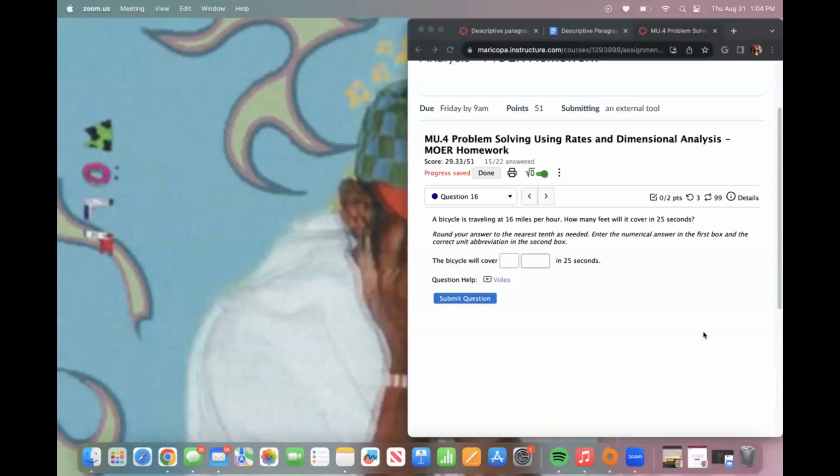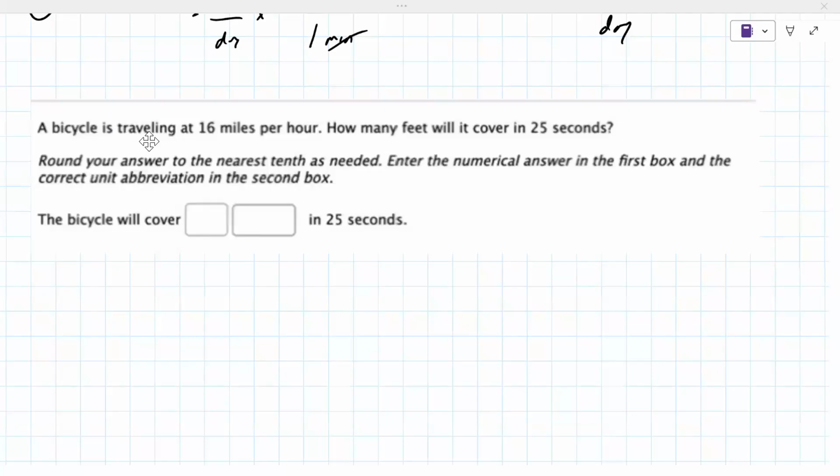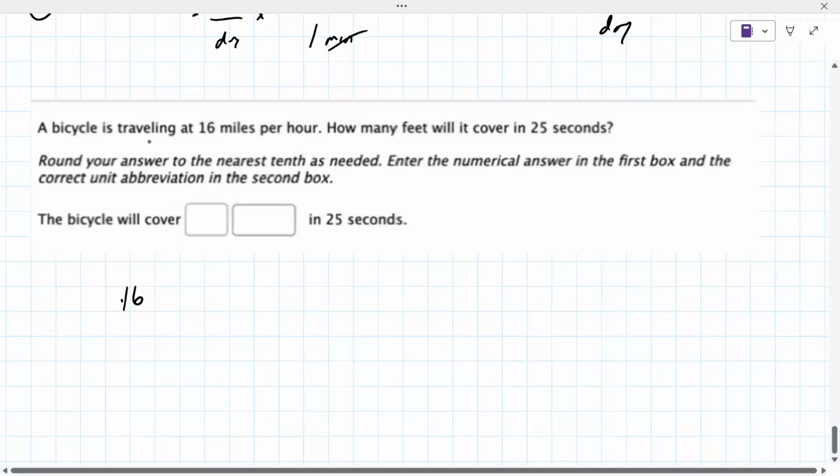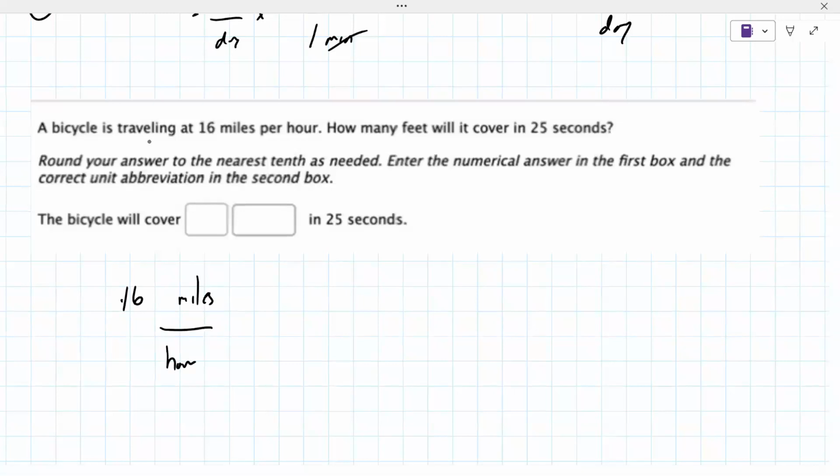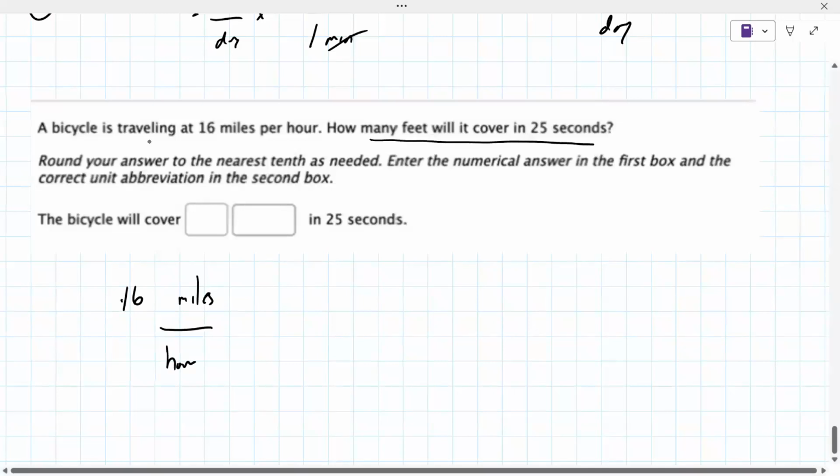All right, let's see if we can do this one here. Probably be okay. All right, so we're going to share screen here. All right, so a bicycle is traveling at 16 miles per hour, and we want to know how many feet it will cover in 25 seconds.